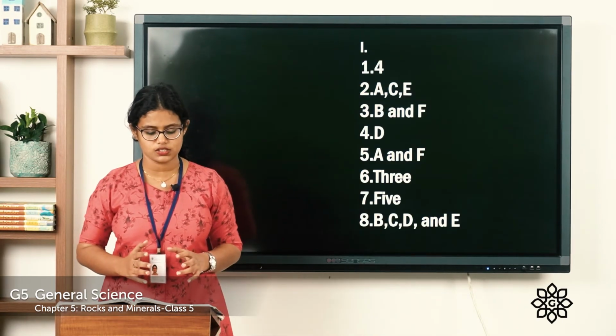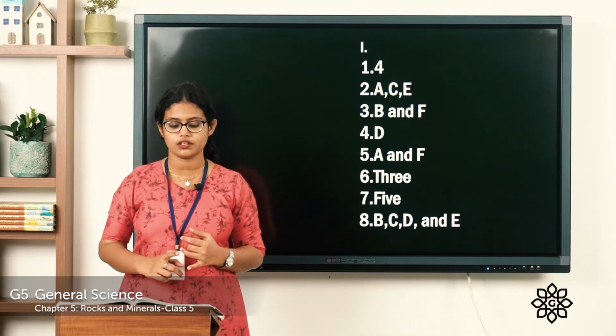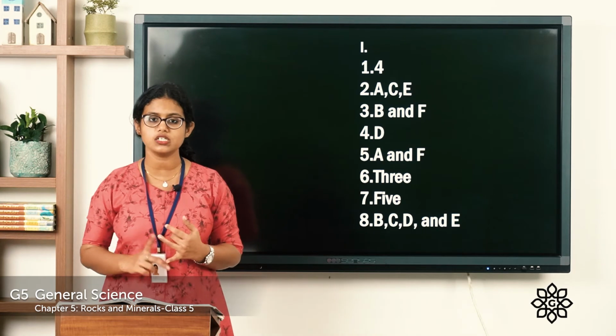So, let's see the answers. So, what is the first one? How many different types of atoms are there? There are 4. So, the answer is 4.